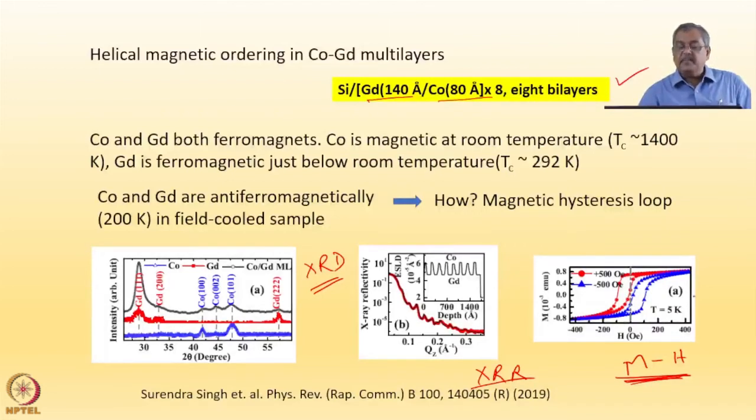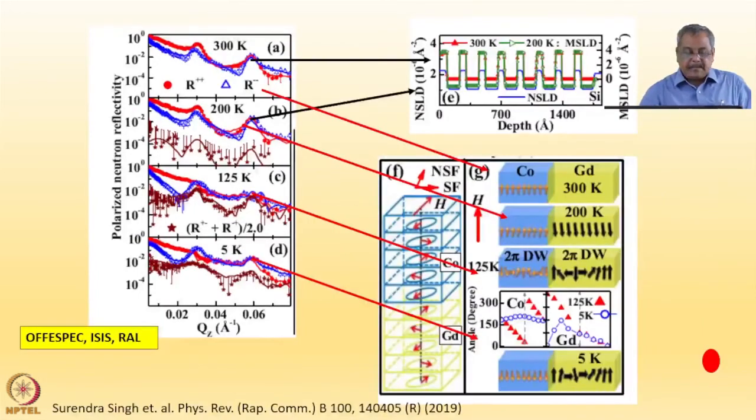Another interesting thing is that gadolinium and cobalt are both strong neutron absorbers, so this experiment was really difficult to make. This experiment was done at the off-spec spectrometer at ISIS. I will just show you the results. At 300 Kelvin first, the sample was ferromagnetic: cobalt was ferromagnetic and gadolinium was non-magnetic. So at room temperature, cobalt should show a ferromagnetic nature and gadolinium is non-magnetic.